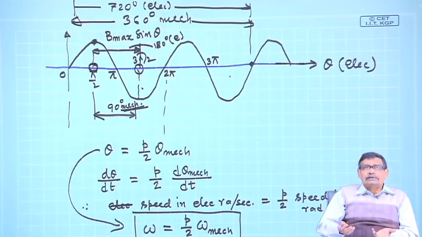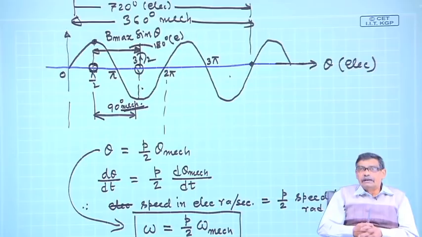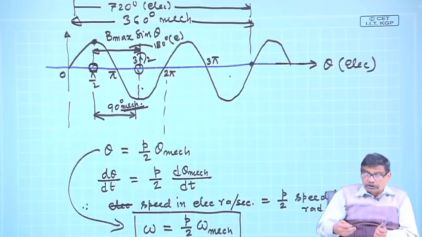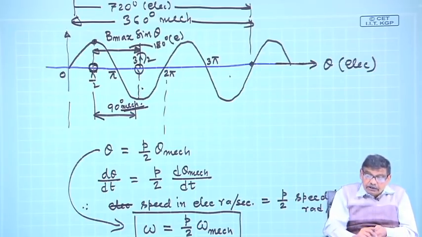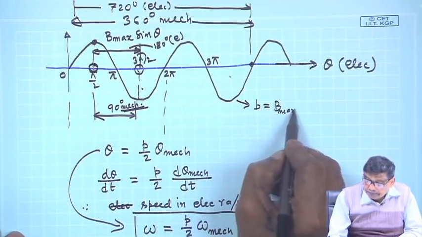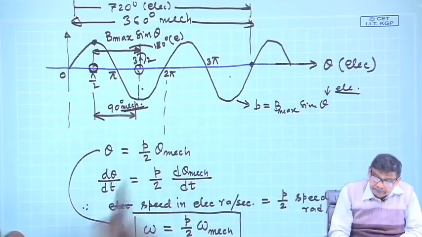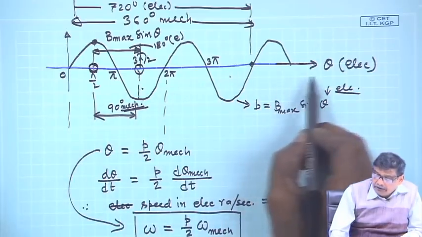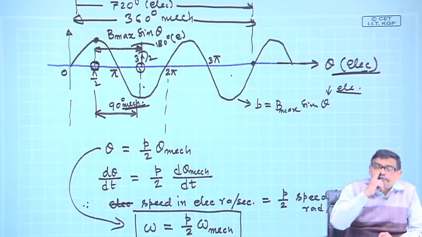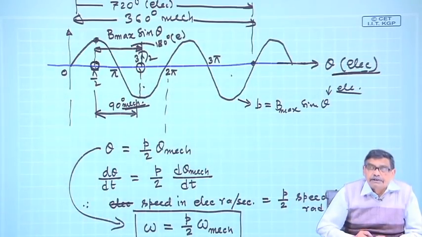Therefore, if it is a 2-pole machine, no question of distinguishing between electrical and mechanical degree, but if it is a multipolar machine, I must remember that so that I can write down correctly the expression. So, when I write B is equal to B max sin theta, this theta is in electrical. So, I will sketch it in electrical like this and the conductor will move with a velocity V.